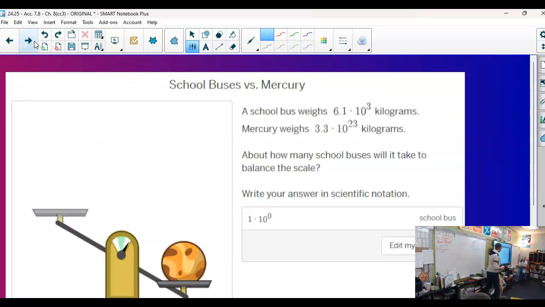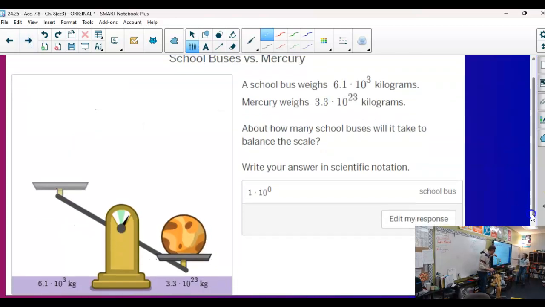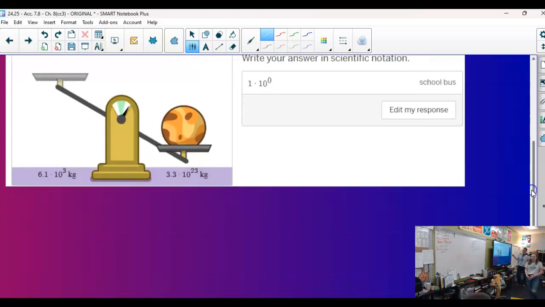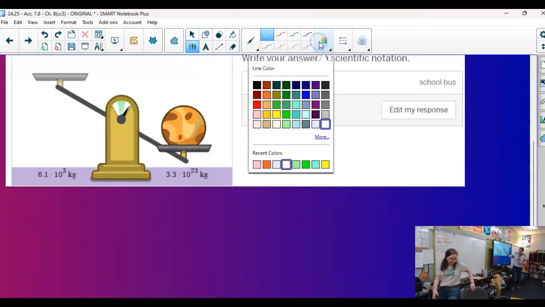Let's talk about Mercury and the bus real quick. So my bus is on the plate. It's just really small compared to Mercury. Let's take the mass of Mercury, divide by the mass of the bus, and I bet you don't want to write it in standard form. Let me hop in, sorry. We're like 30 seconds, and I just know I can drive quicker up here.